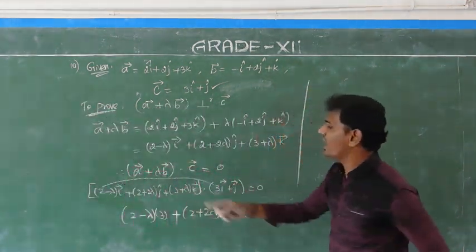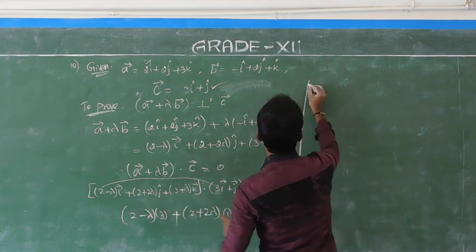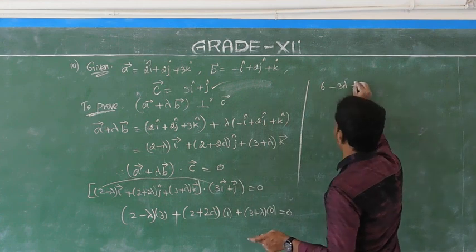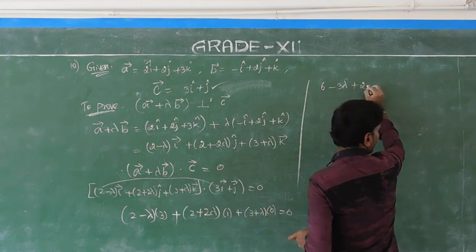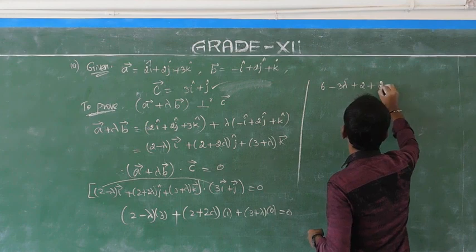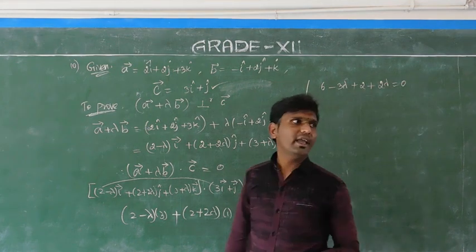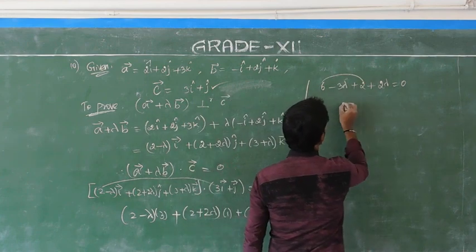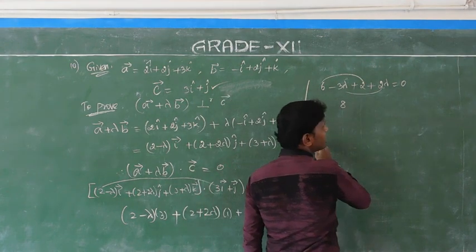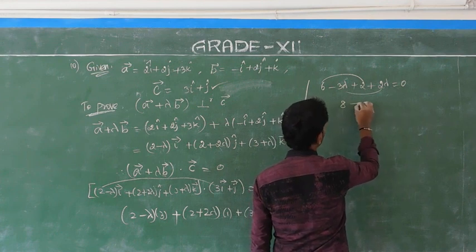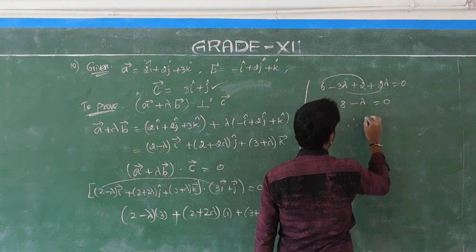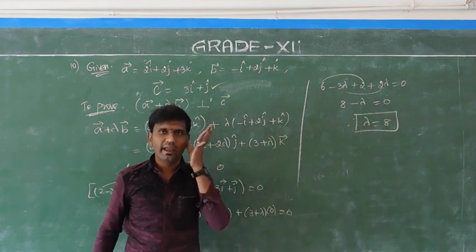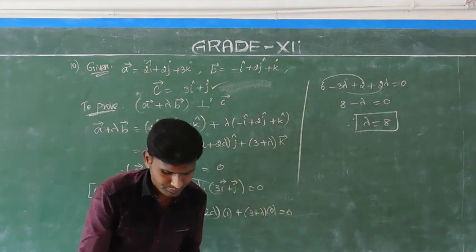Then we have to multiply inside the bracket. 3 into 2, 3 twos are 6, minus 3 into lambda, 3 lambda, plus 1 into 2, 2 plus 2 into lambda, 2 lambda, which is equal to 0. Why? Because that is the perpendicular condition. Now simplify. 6 plus 2 is 8. Then minus 3 lambda plus 2 lambda is minus lambda, equal to 0. So therefore lambda is equal to 8. Lambda equal to 8. Have you understood this sum? Okay.